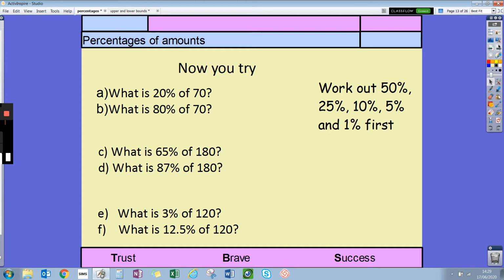Okay, so the answers. A is 14, B is 56, C is 117, D is 156.6, E is 3.6, and F is 15. Well done if you got all those correct. If you didn't, go back and check them. Make sure that you haven't made any division mistakes. And then we'll have a look at some more.